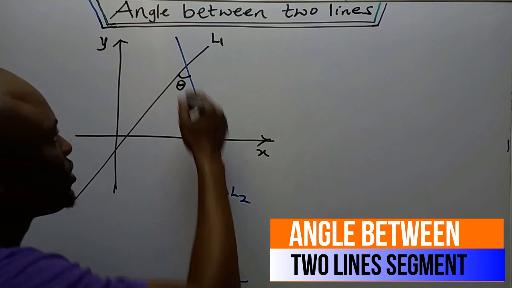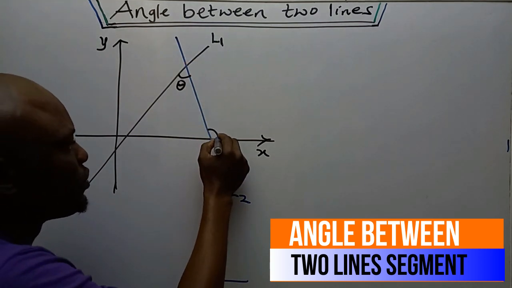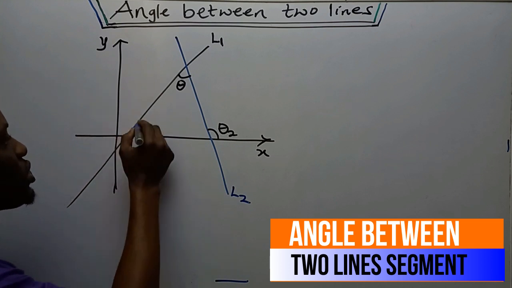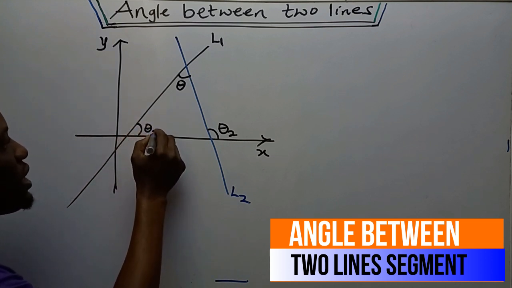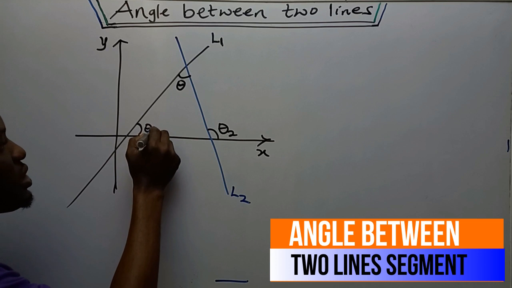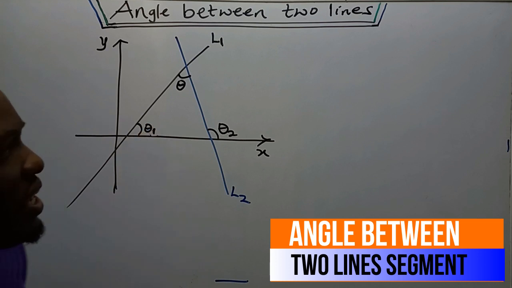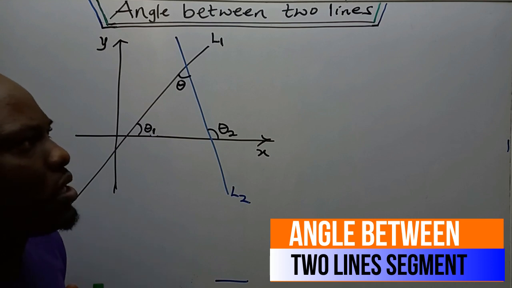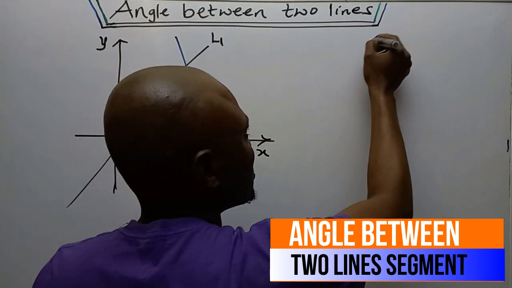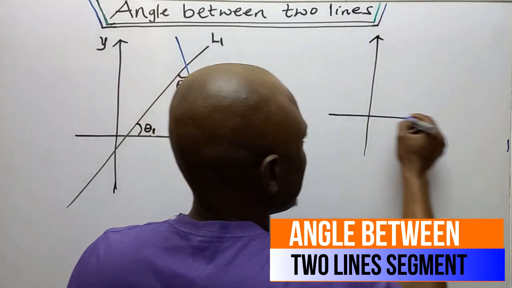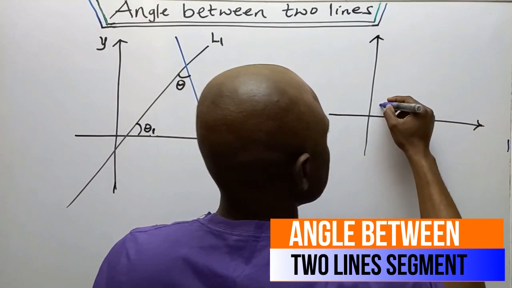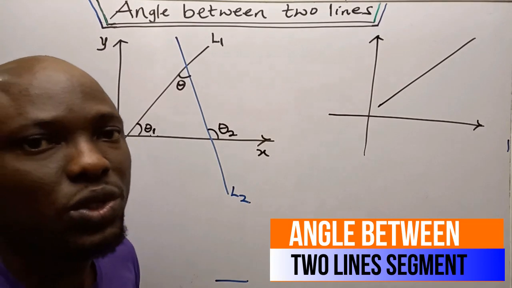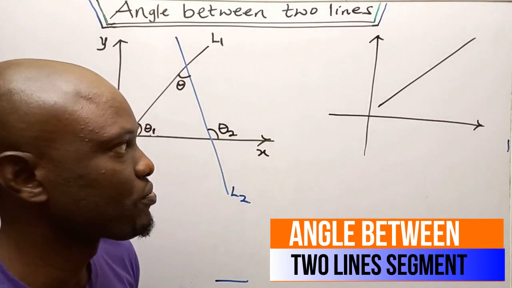And let's say L sub 2 makes an angle with the horizontal. Let me call it theta sub 2, and then L sub 1 makes an angle with the horizontal, theta sub 1. And then I want to find the angle between the two line segments. But let's assume we have a single line, like this, and want to find the angle of the slope.